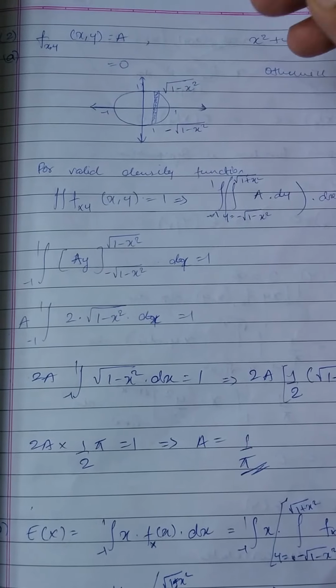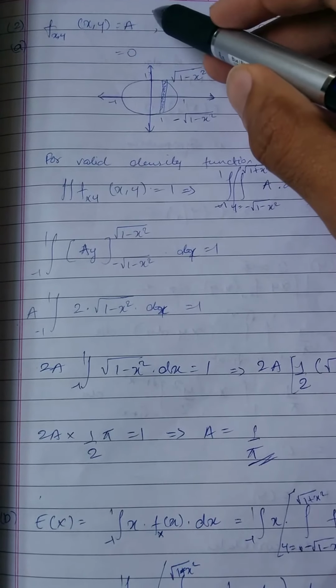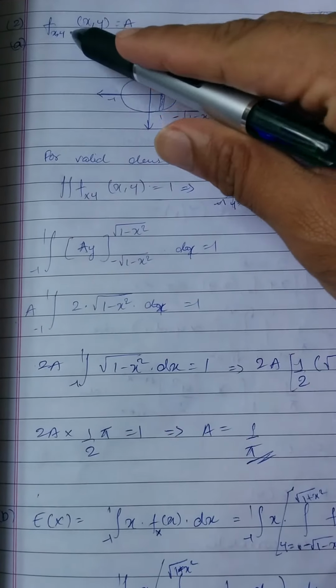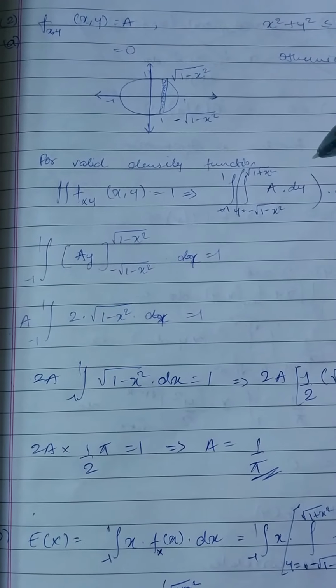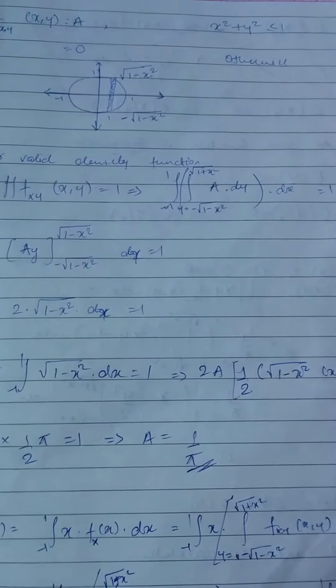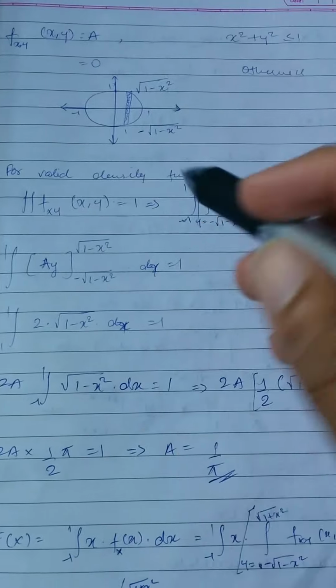So for a valid density function to exist, the double integral of the joint density function f with dx and dy should equal 1.